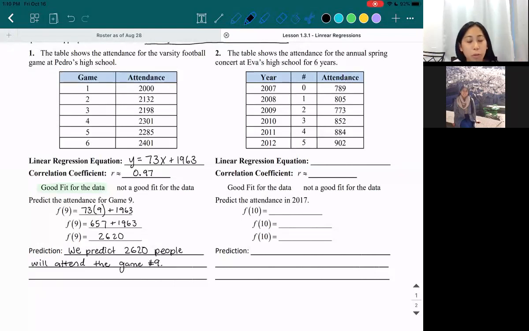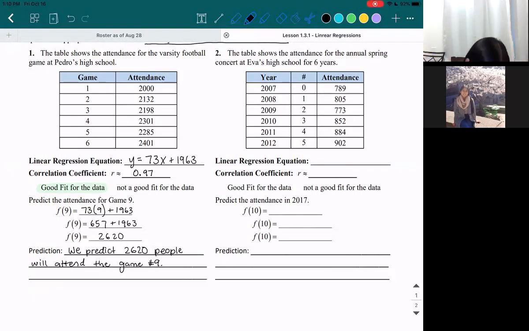So in the 9th game, we predict 2,620 people will attend. Okay? So at this point, if you have any questions, just pause the video and call me over. Otherwise, keep watching. Okay, so number 2, the table shows the attendance for the annual spring concert at Eva's High School for 6 years.